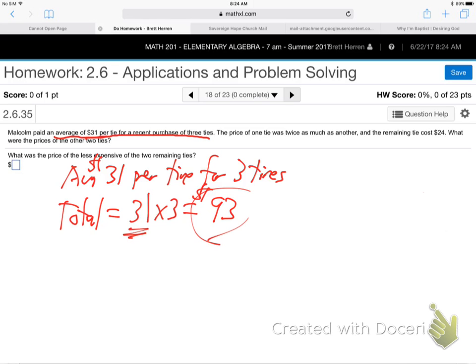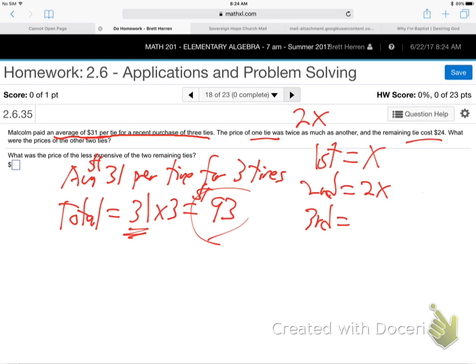The price of one tie. Oh, these are ties. These aren't tires. These are ties. I got to read better. All right, these are ties. That's an expensive tie. Okay. The price of one tie was twice as much as another. So what does that mean? 2x. So what's the first one in every word problem? X. So the second one is 2x, as they said twice. The third tie is just $24 straight. No x at all.